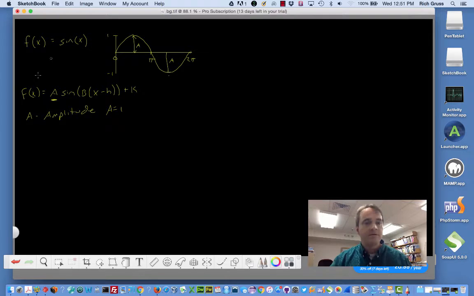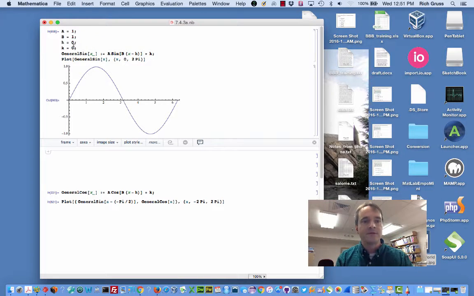Okay, so let's take a look at K now, this one right here. So K is the vertical shift. That is, how much this original form is pushed up or down. We can nudge it up. So if K is positive, it pushes it up. If K is negative, it pushes it down. So again, let's go over to Mathematica and play with that and see what effects we can have.